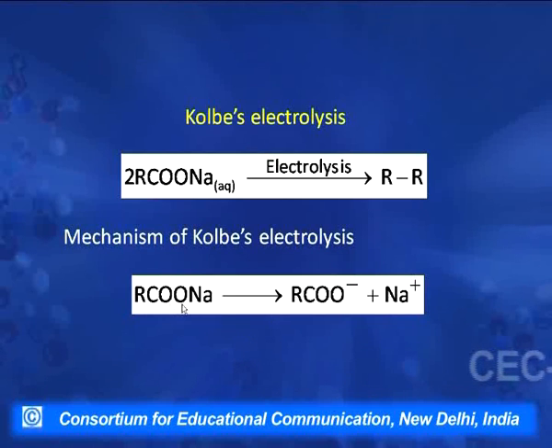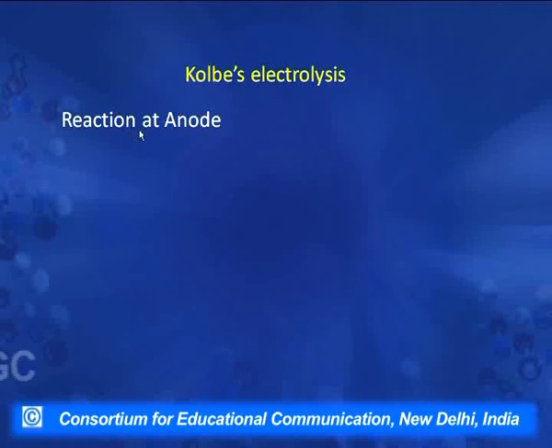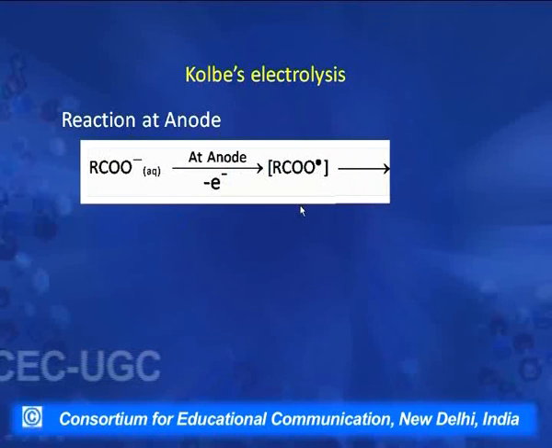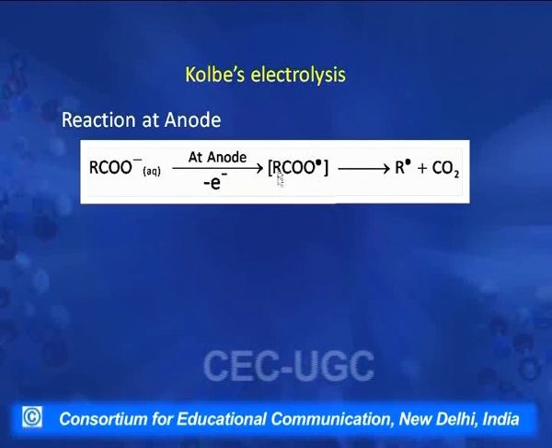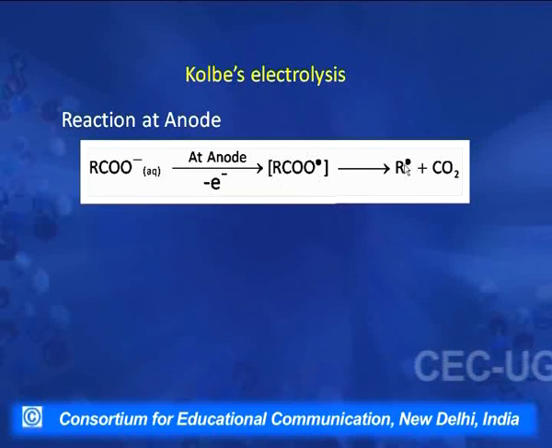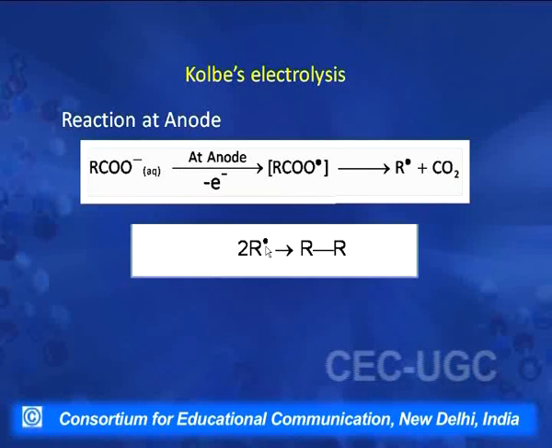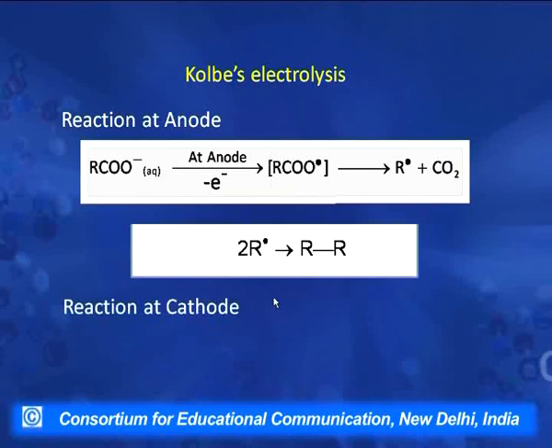When initially the sodium or potassium salt of the carboxylic acid is taken and dissolved in water, it ionizes, and when electricity is passed, that is, we are carrying out the electrolysis, this anion will go to the anode, and at the anode, you know, the reaction that occurs is oxidation, and in terms of electrons, oxidation involves a loss of electron. So at the anode one electron is lost, we get this radical, then further it loses a molecule of carbon dioxide, we get this alkyl radical, and as soon as this alkyl radical is formed, two alkyl radicals combine to form an alkane. So this is the mechanism of Kolbe's electrolysis.